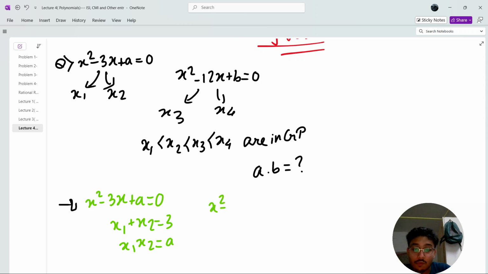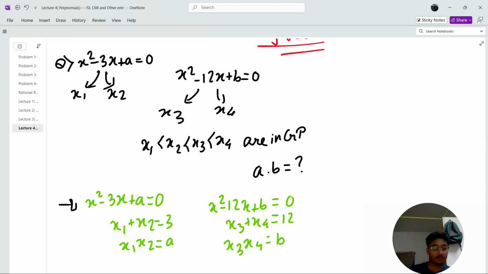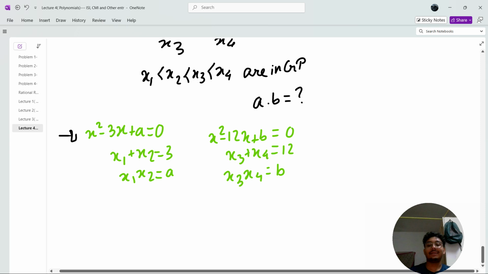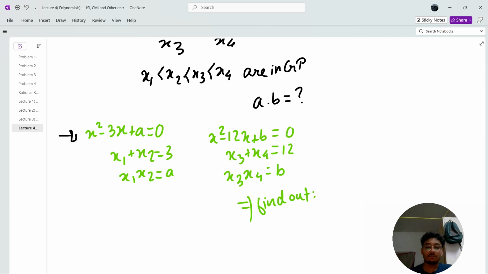Next one is x square minus 12x plus b equals 0. It has roots x3 and x4. So my x3 plus x4 is 12. x3 x4 is b. We need a dot b, that is, find out x1, x2, x3, x4.